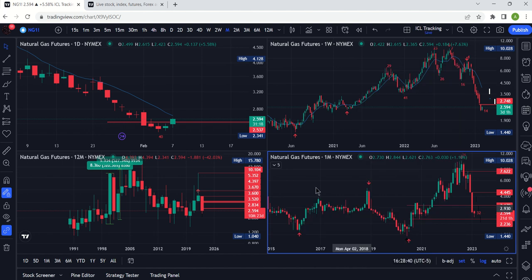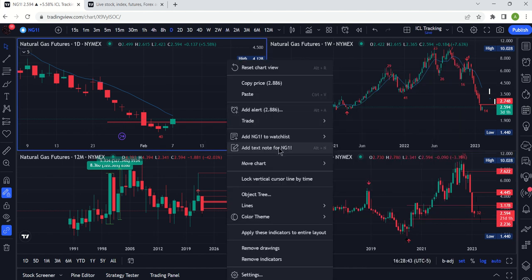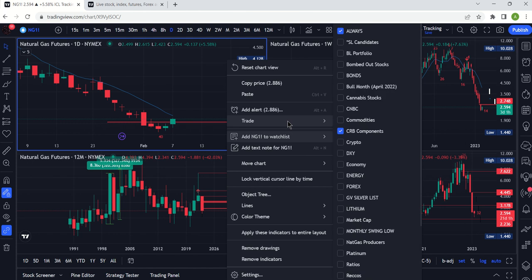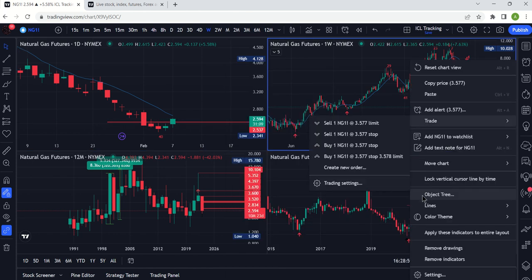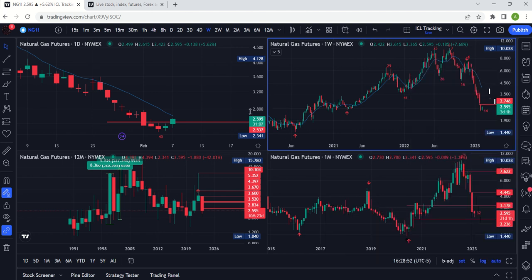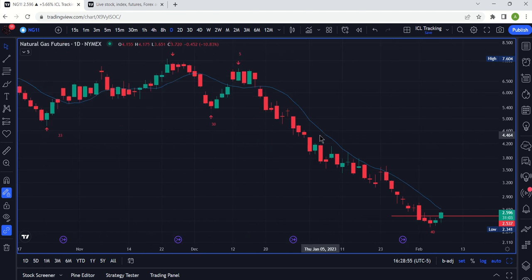But yesterday we talked about how oil actually closed as a swing low. Natural gas did not close as a swing low, but oil did. And today natural gas did close as a swing low. Very, very positive action. So let's look at the daily chart.